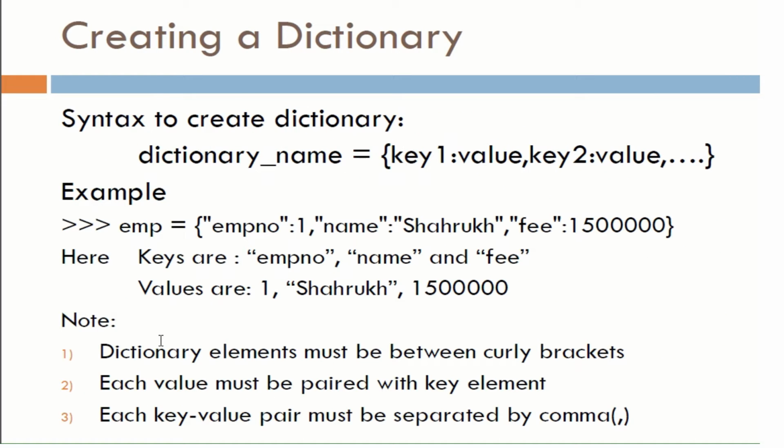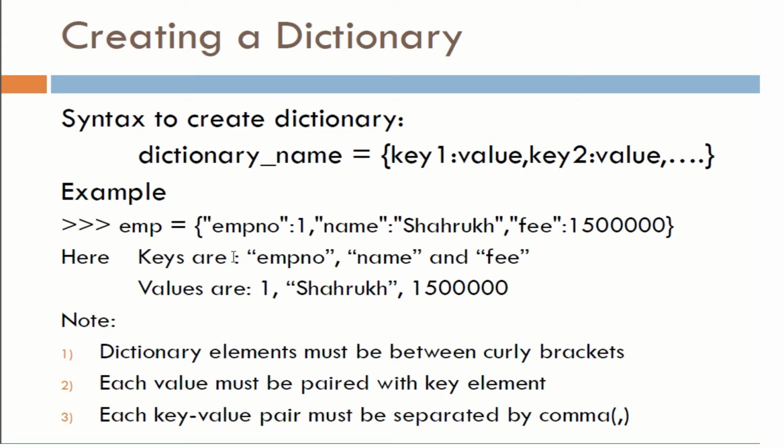Now, how to create a dictionary? Here I am showing you the syntax for using a dictionary. First, the dictionary name; you can give any name to your dictionary. Then key 1, and then its value. Then key 2 and the value associated with key 2. In the example you can see employee equals employee number associated with its value, then name associated with its value, fee associated with its value.